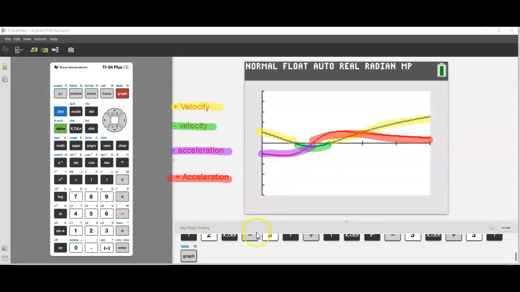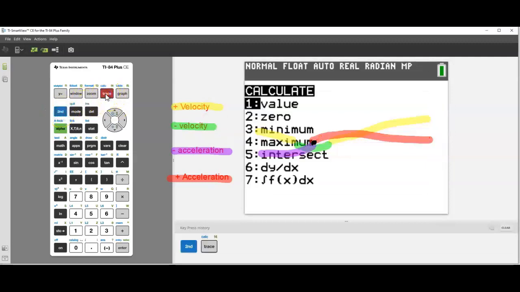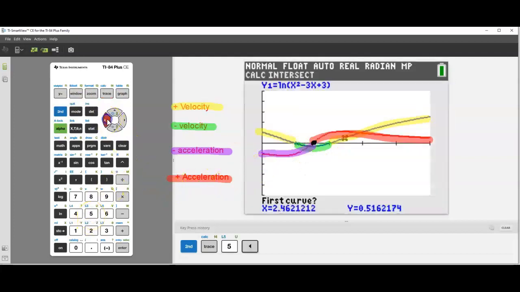Now something that might help us out here is we're also going to want to know where that acceleration function is touching the x-axis, which we have learned before how to do. So what you're going to do, if you forgot, is push second, Calc, 5 is intersect, and you're going to scroll your cursor until you get to that place where, actually, I take that back. I'm saying that all wrong. Let's back up for a second. That's not how you do this.